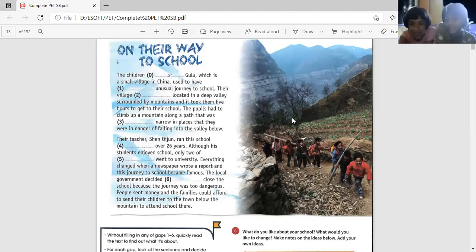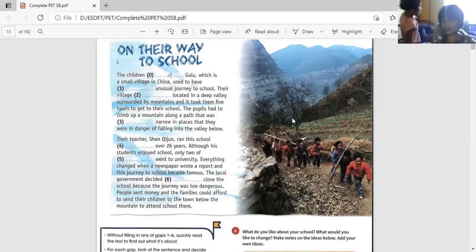The children of Gulu, which is a small village in China, used to have blank unusual journey to school. Their village blank located in a deep valley surrounded by mountains, and it took them 5 hours to get to their school. The pupils had to climb up a mountain along a path that was blank, narrow in places that they were in danger of falling into the valley below.